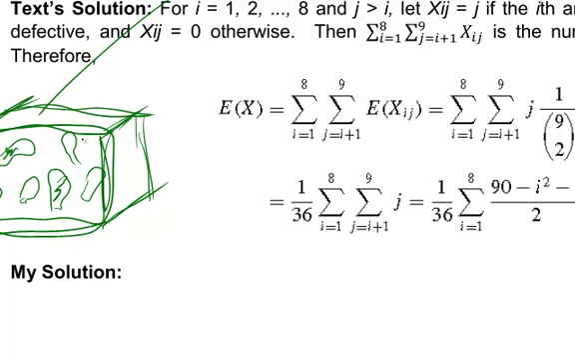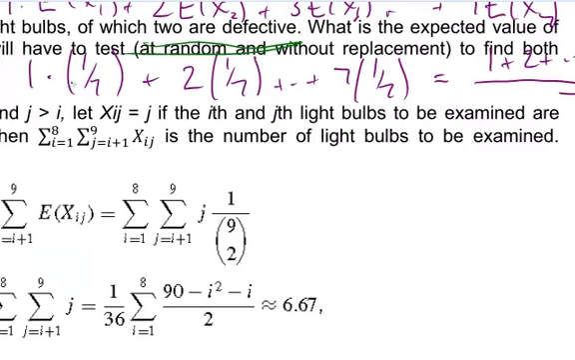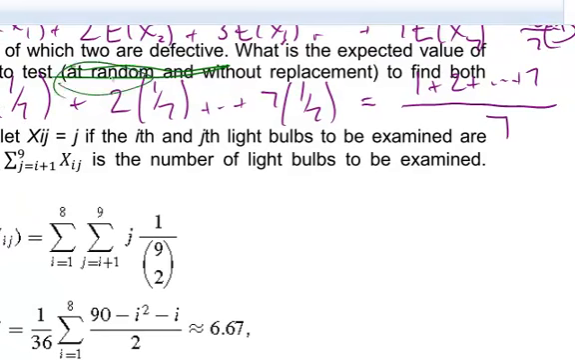What's the expected number of light bulbs that you'll have to keep testing until you find the 2 defective light bulbs? And you're pulling them out randomly and without replacement. So, once you pull one out, you test it. It's good or bad, you don't put it back in the box again.